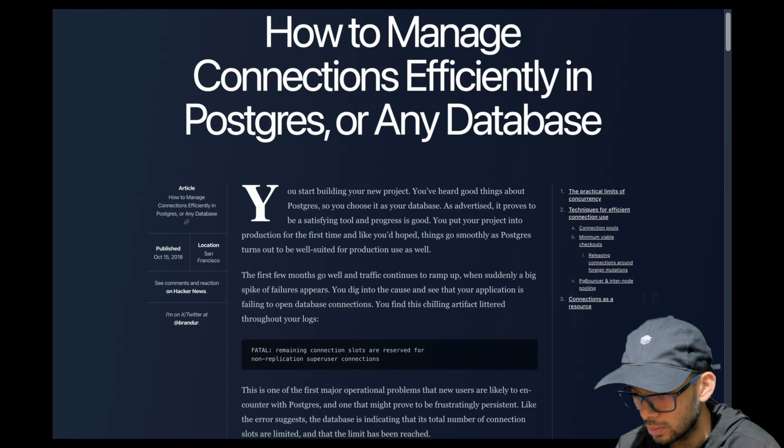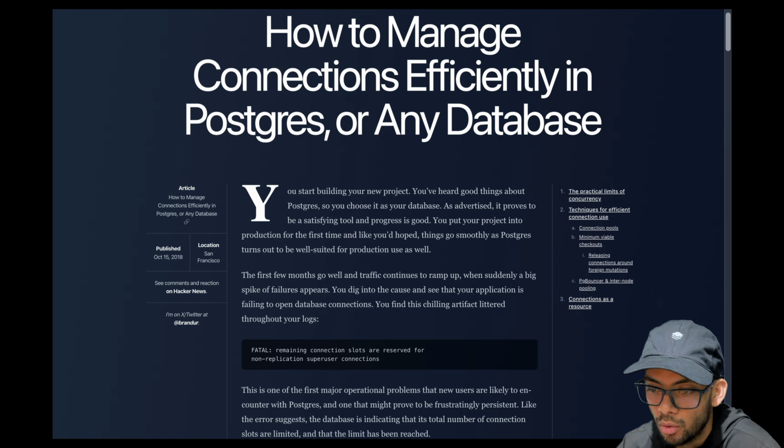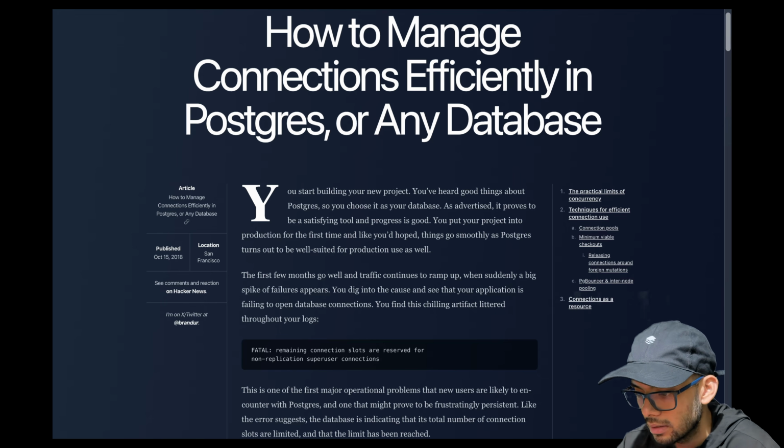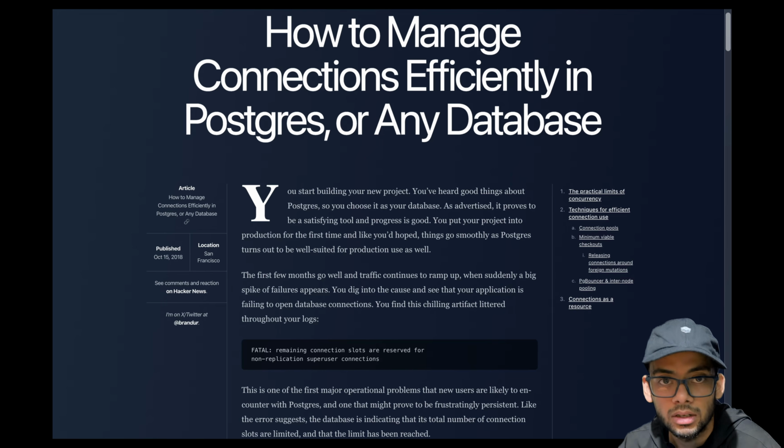Okay, so today we'll be going through a technical blog written on Postgres and connection. It is quite an old blog, but the concepts discussed in it are still relevant today. So I would highly encourage you guys to give it a read yourself.